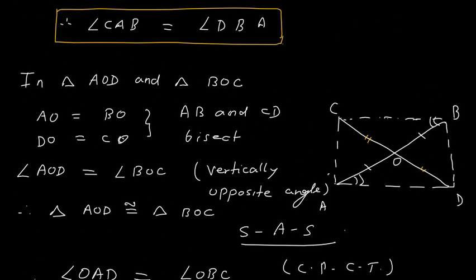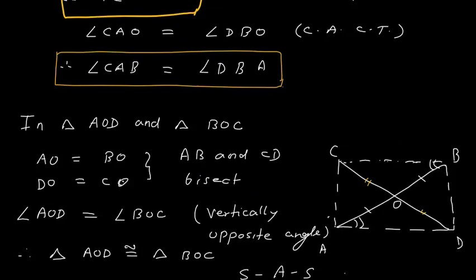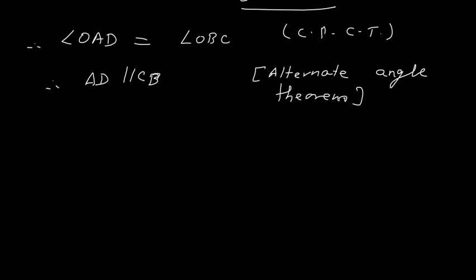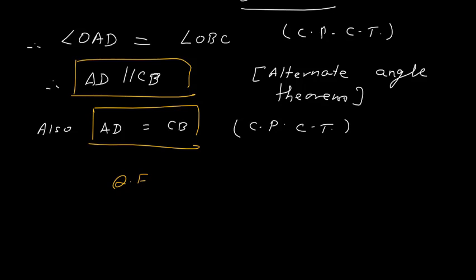So AD is parallel to CB, and next we have to prove that AD is equal to CB. Their corresponding parts also, AD is equal to CB, corresponding side of congruent triangle. So all the four parts we have done. Therefore, QED.